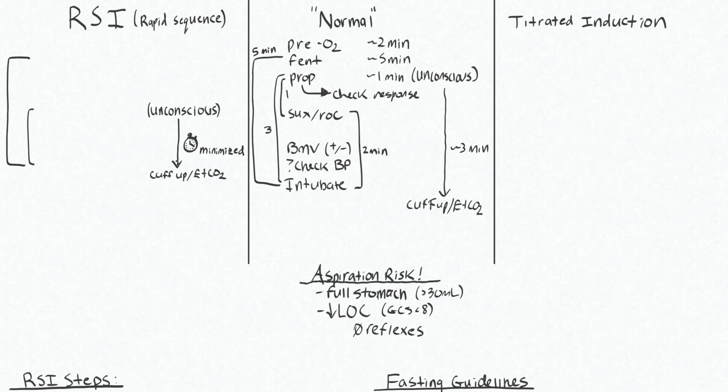So to do an RSI, we'll start by preoxygenating, just like we did for our normal. But I would almost say that preoxygenation here is much more of an important step, and we should emphasize this because you are not going to bag mask ventilate these people.